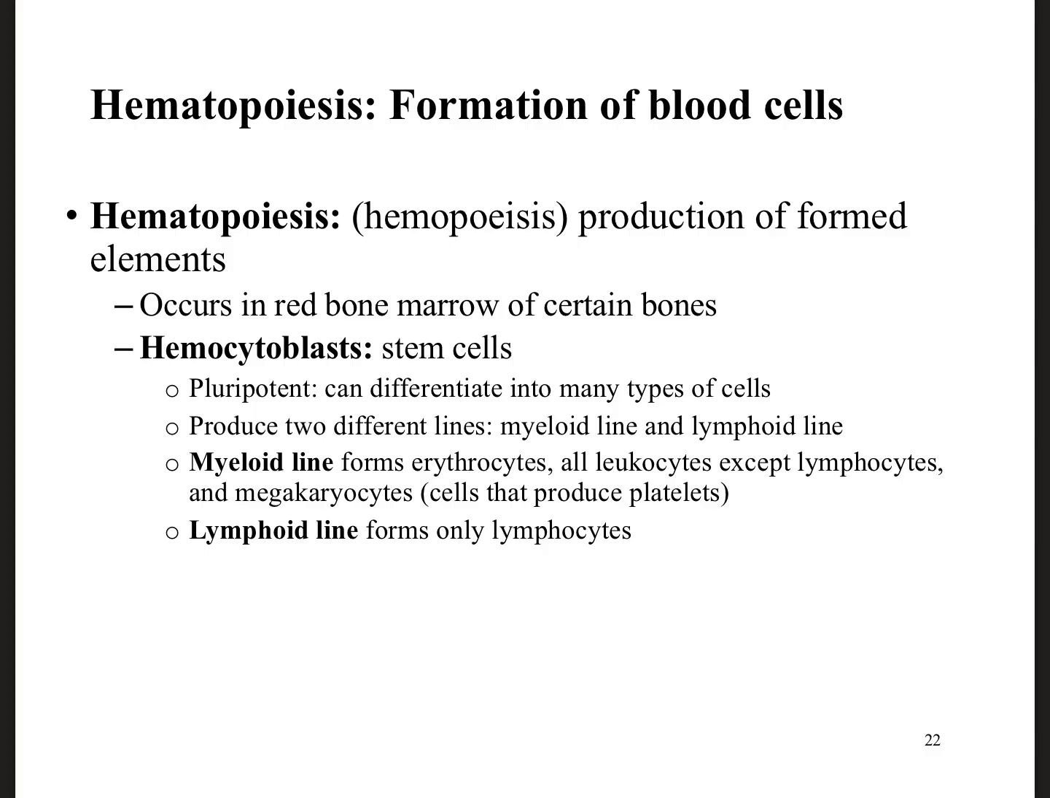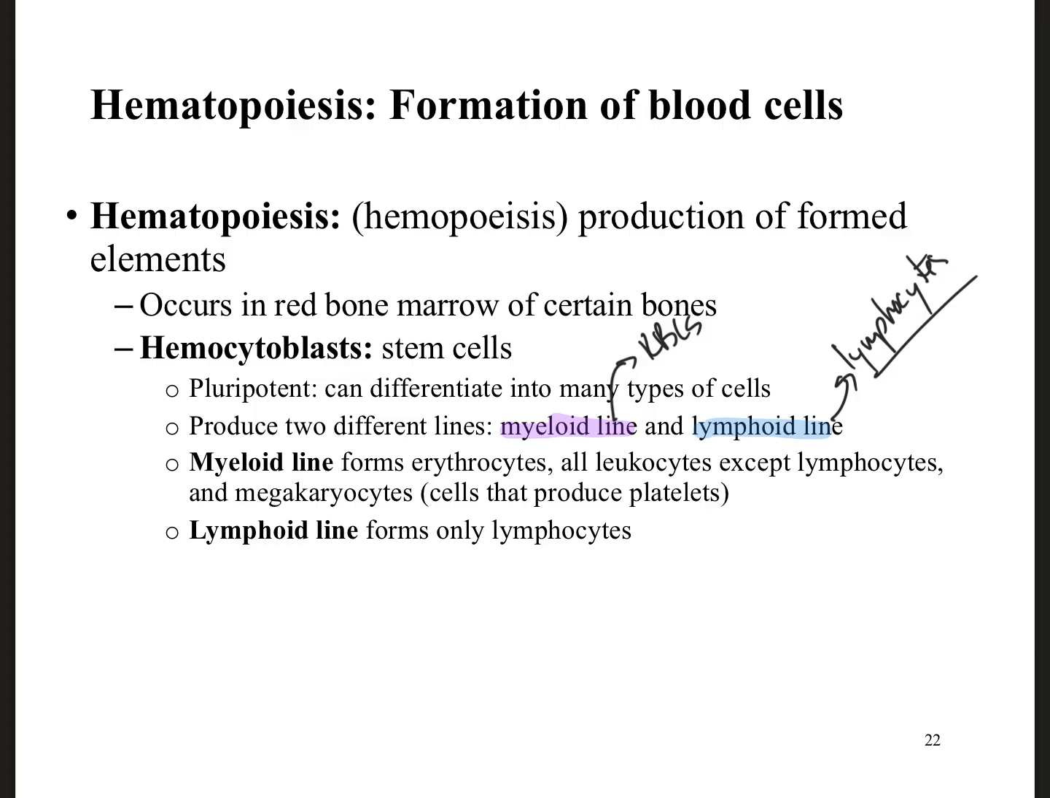But it divides into two separate lines, okay? The myeloid line and the lymphoid line. Lymphoid is the ancestor for your lymphocytes. Your myeloid line gives mostly your red blood cells, etc. So there's two separate lines. We have a common stem cell, and then it starts to differentiate as we move down that line.